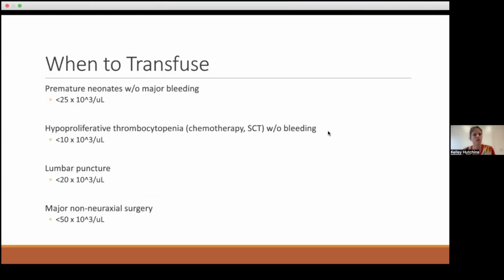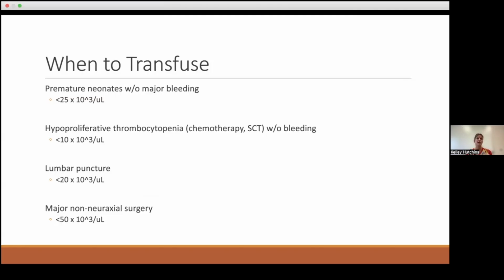So, when to transfuse in patients with thrombocytopenia. So this is very variable. There's not a ton of randomized trials, but one that was pretty cool was published in the New England Journal of Medicine. I think I have this at the end on one of my references.